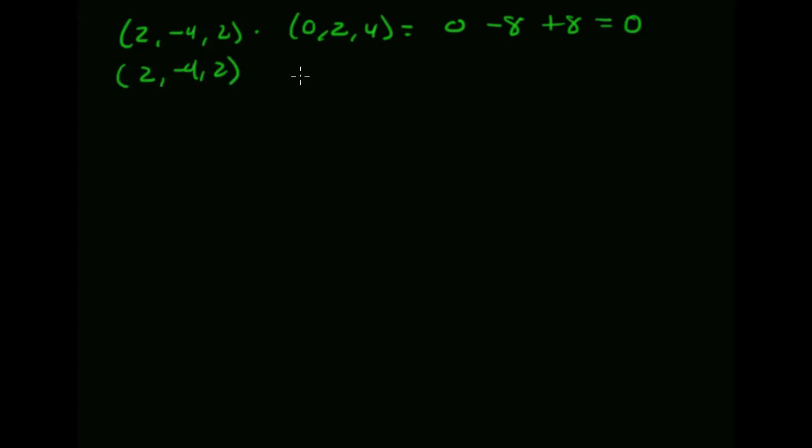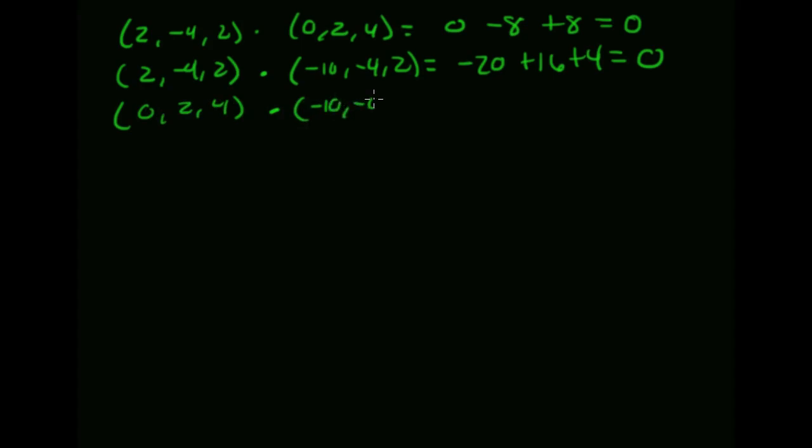So this is asking, is S orthogonal, is it orthonormal, or neither? So let's start by testing orthogonal. 2, -4, 2 dot 0, 2, 4 comes out as 0, -8, 8, which is 0. 2, -4, 2 dot -10, -4, 2 is -20 plus 16 plus 4 is 0. And 0, 2, 4 dot -10, -4, 2 is 0 minus 8 plus 8, which is 0. So we are orthogonal.